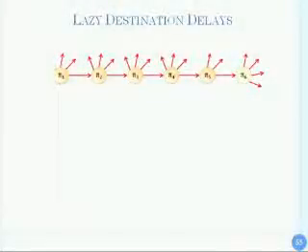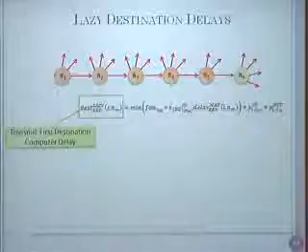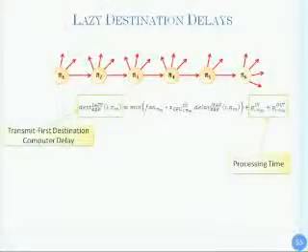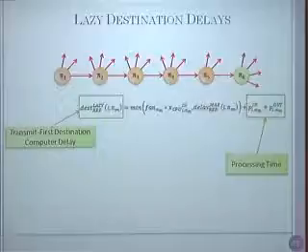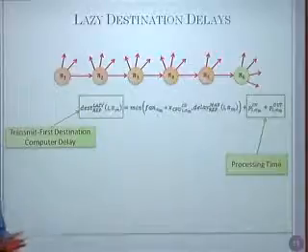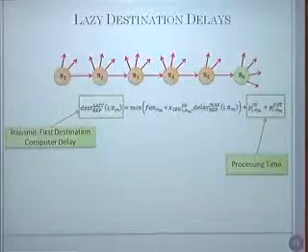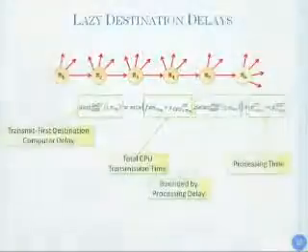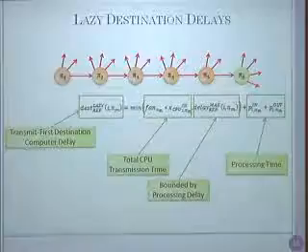Now let's look at the lazy destination delay. Here's the equation. Of course, it must include the processing time, since this is the destination, but it can be more than processing time. By how much? Well, by the minimum of the total CPU transmission time and the maximum processing delay. Remember, we can never delay more than the maximum processing delay, which is captured by this minimum function here.